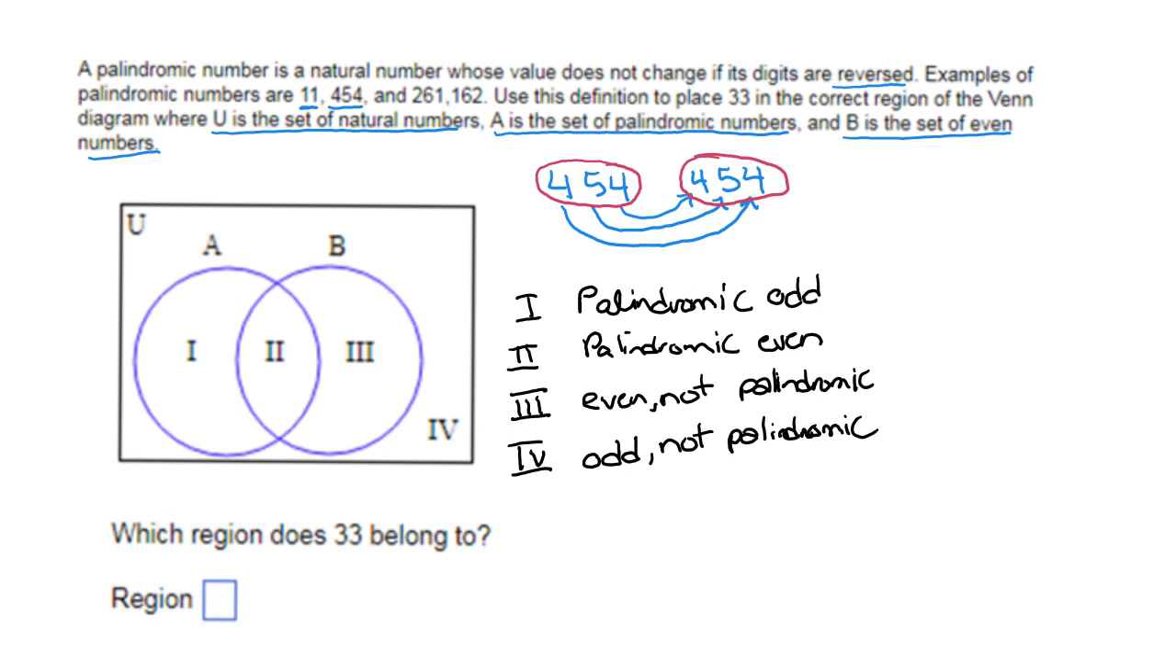All right, so when we want to place the number 33, you identify that the number 33 happens to be an odd number. So that's going to be in region 1 or region 4, but 33, if you take these numbers and replace them in reverse order, it is palindromic. So 33 is odd and it is palindromic, and therefore, that is going to go into region 1.